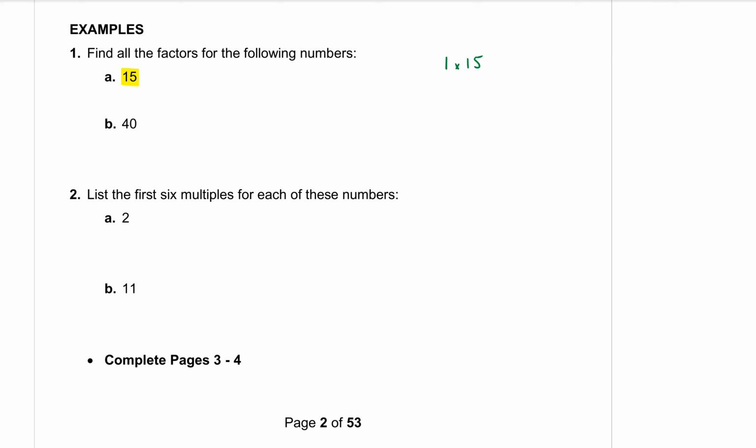Okay, then I would go to number 2. Can I do 2 times something to make 15? No, because 15 is an odd number. There's not going to be a 2 times to do that. Move on to 3. 3 times something makes 15? Yes. 3 times 5 makes 15. And you keep checking. 4, 5, 6. You try each one to see if there's any other numbers that times to give 15.